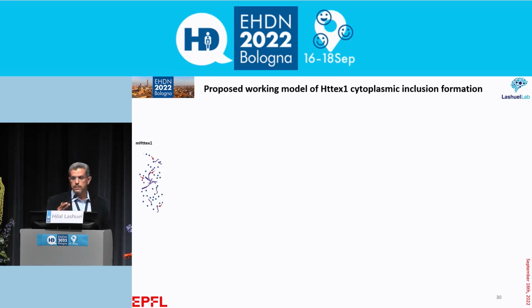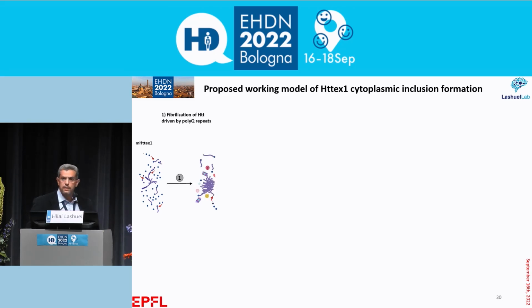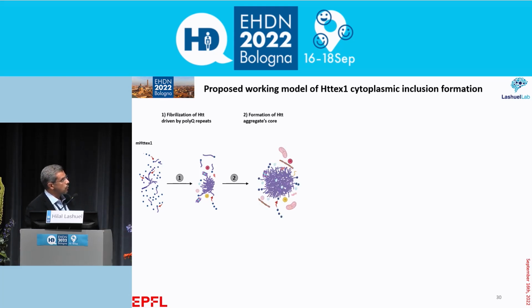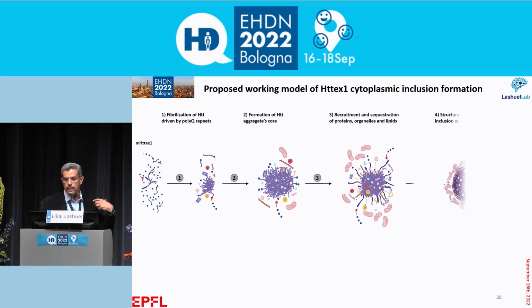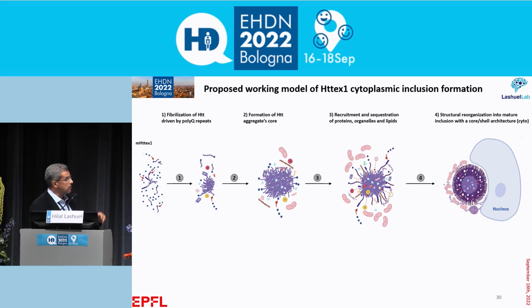So in the case of the cytoplasmic inclusion, our study suggests that the process occurs in two phases. The first one is a very rapid phase that we believe is probably driven by phase separation driven by the polyQ domain that forms this dense core. And the second process is mediated by the growth of the fibrils on the surface through monomer addition, and this dynamic process involves interaction with other proteins and organelles, giving rise to this sort of core and shell structure.